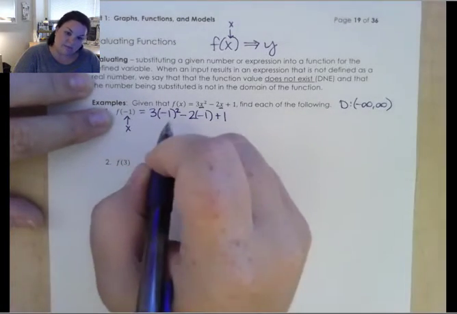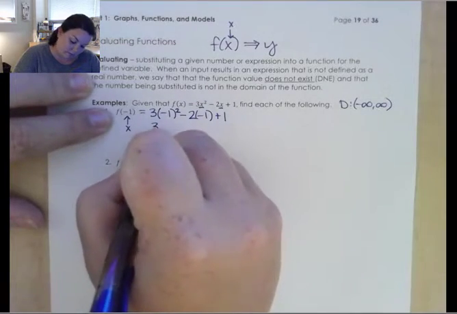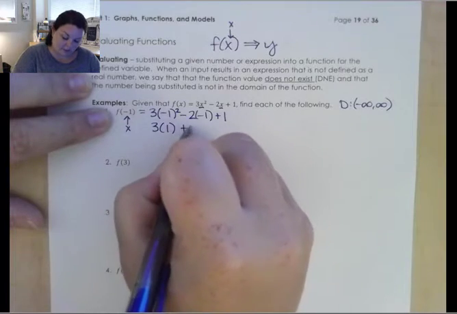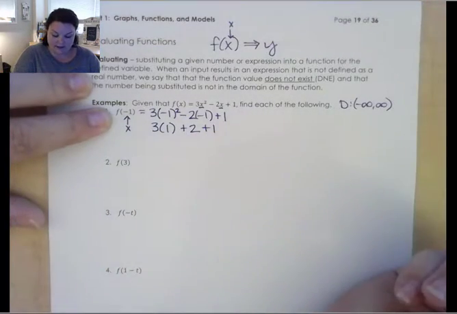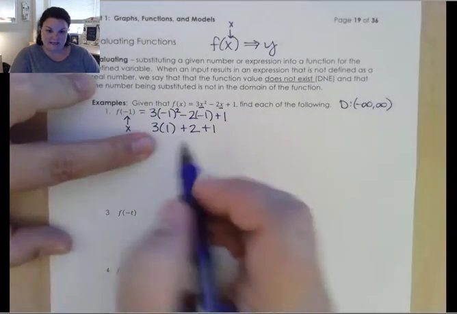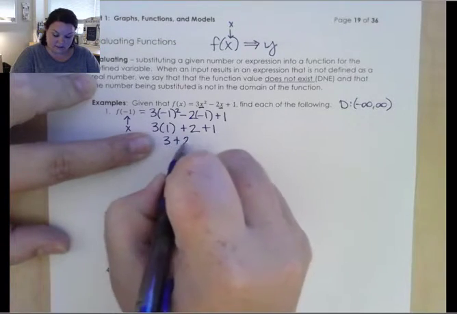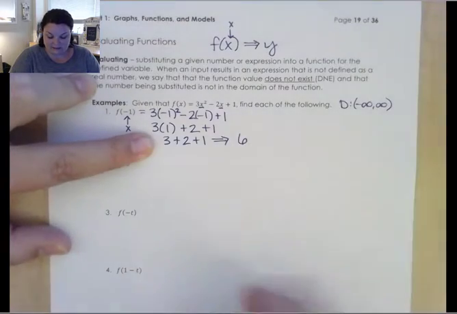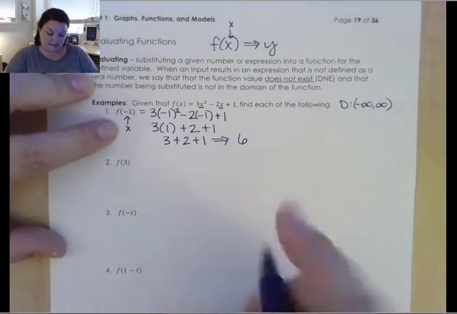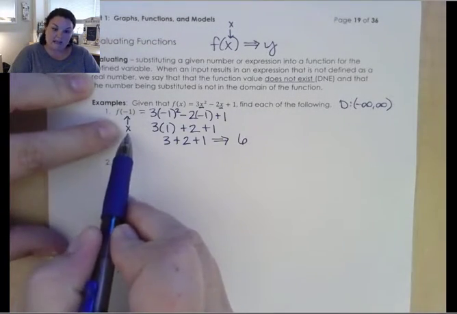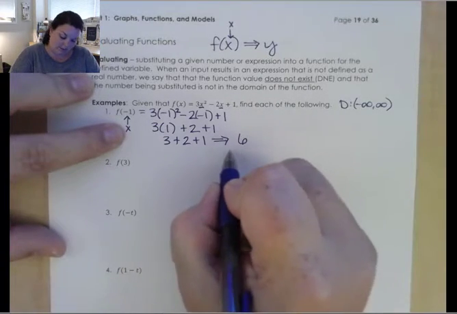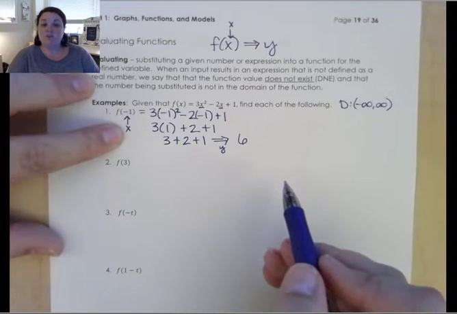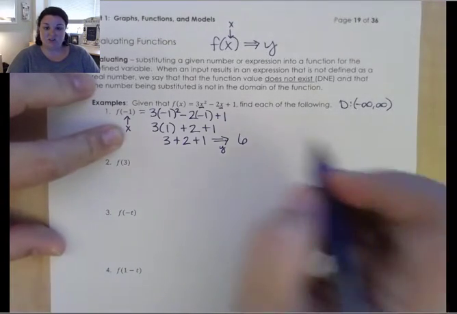Okay, I do my exponent first, so negative 1 squared is positive 1, so I have 3 times 1. Negative 2 times negative 1 is positive 2, and then I have a positive 1. And then I just keep simplifying. 3 times 1 is 3, plus 2 plus 1 is going to give me 6, right? So what this is saying is when I plug negative 1 in for x, what I'm getting out for y is 6.